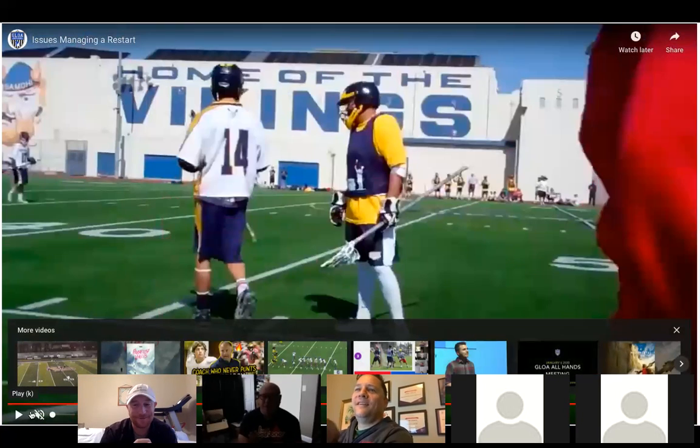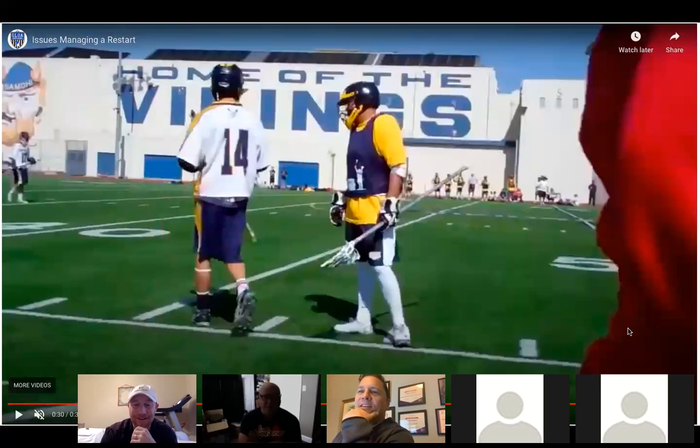Have fun with this one. Woody, what do you think? Well, it's hard to see, and there's no sound. So I'm assuming that the push out of bounds, quick whistle, ball's going to blue. Right. I'm assuming that the ref blows the whistle.